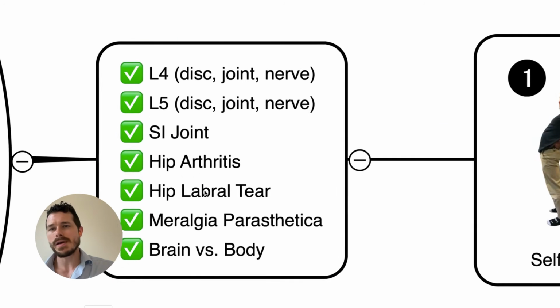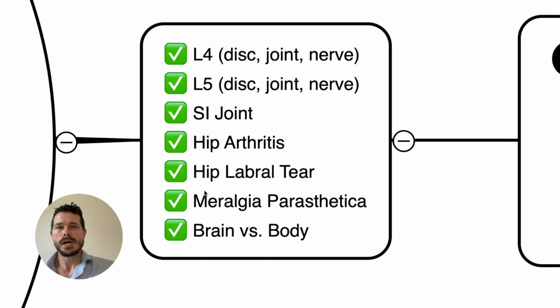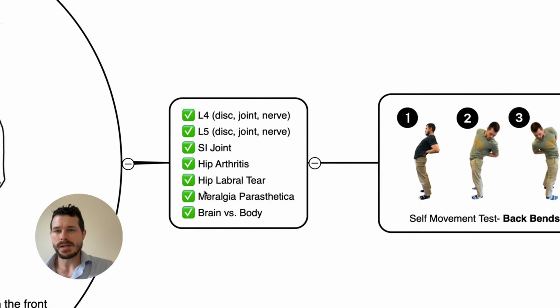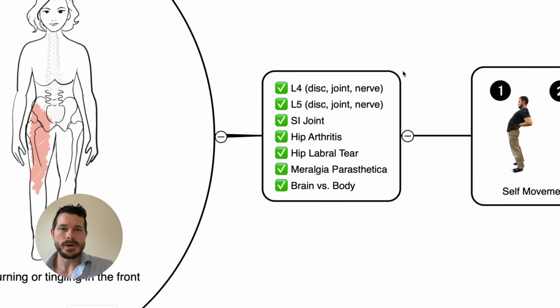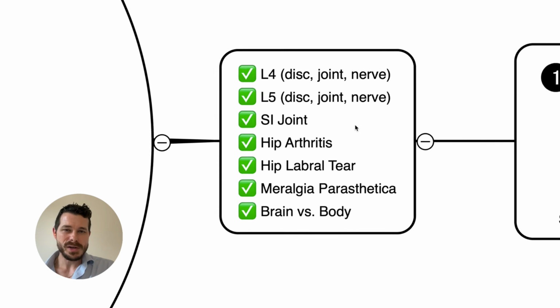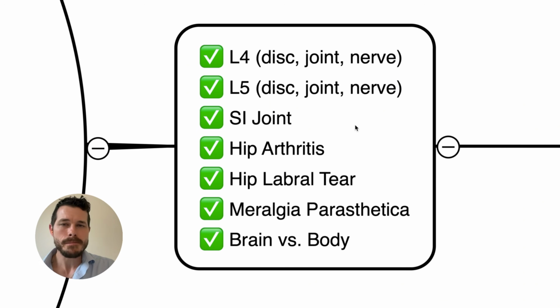Right here, what you see is the most likely source of symptoms: pain, achiness, tightness, numbness, tingling, burning, shooting, any of that you're experiencing predominantly in the front of the thigh. Now, this is not an all-encompassing list. There are some other things I could have put in here, but because diagnostics occur in probabilities, I wanted to put the most likely things to try to keep this video as succinct as possible.